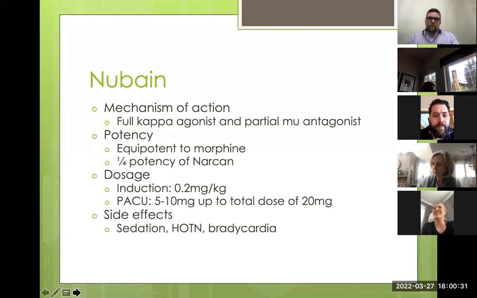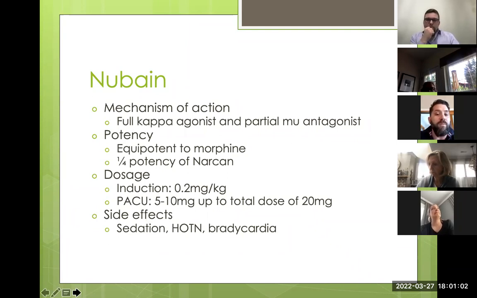Nubain is a full kappa agonist and partial mu antagonist. So it's not going to be very helpful for any of your patients who are on buprenorphine, because that's a full kappa antagonist. But Nubain is about equal in potency to morphine and a quarter the potency of Narcan. So if you give Nubain, you can still give Dilaudid to a patient. At induction, about 0.2 milligrams per kilo. I typically give 5 to 10 at induction.